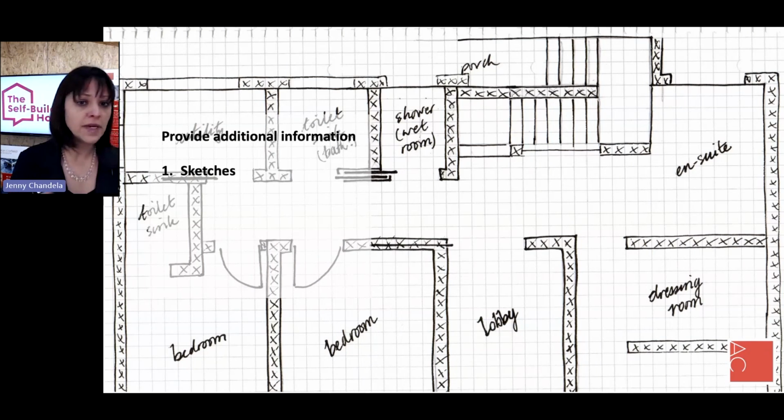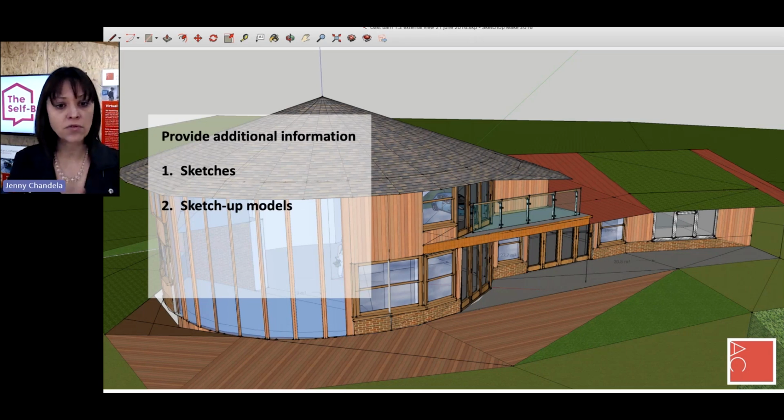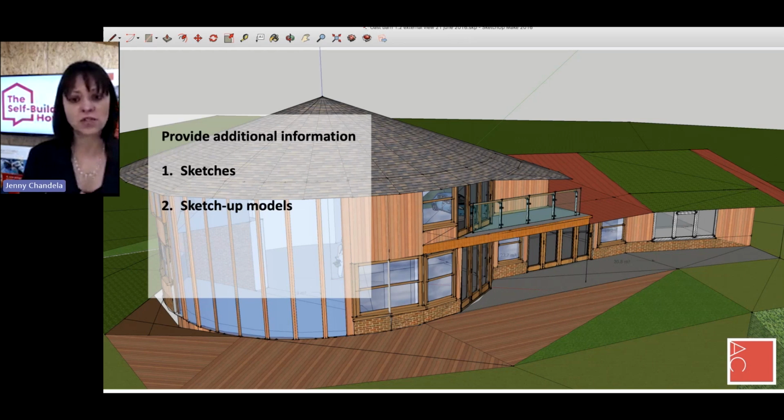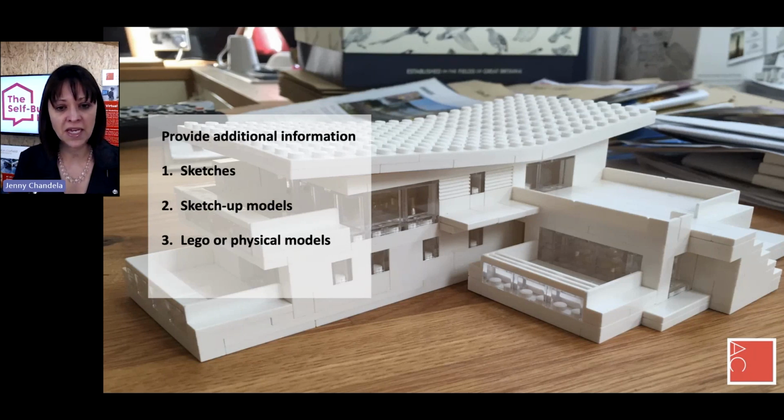So what additional information can you provide with us? Sketches are really good. You may think you're really rubbish at drawing, but it helps us a huge amount, whether it's a diagram or a floor plan or something more involved than that. SketchUp models. SketchUp is free software that you can download. If you're so inclined, you can go into the software and start playing around with it in 3D. Lego or physical models. Some of us are a bit more hands-on, and we like to do that sort of thing. So this was actually a picture of a Lego model that one of our clients brought into us before we got started with them.